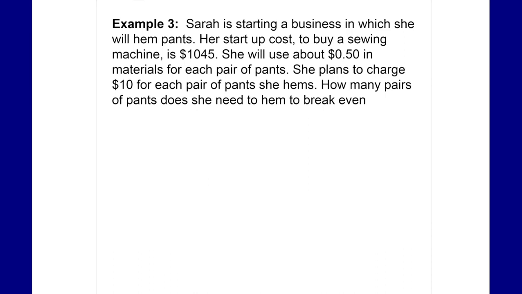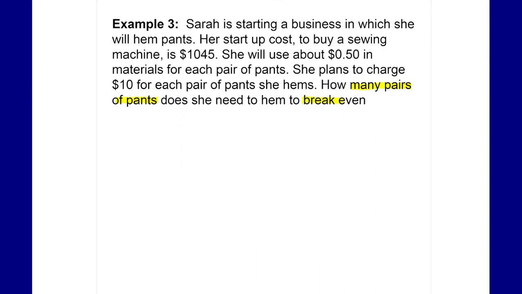Sarah is setting up a business in which she will hem pants. Her startup cost to buy a sewing machine is $1,045. She will use about 50 cents in materials for each pair of pants. She plans to charge $10 for each pair of pants she hems. How many pairs of pants does she need to hem to break even? So first things first, we need to figure out how many pairs of pants she needs to hem to break even.